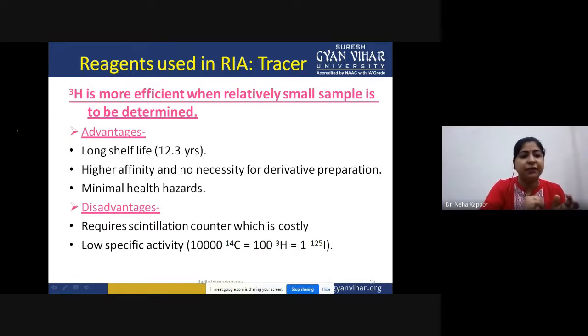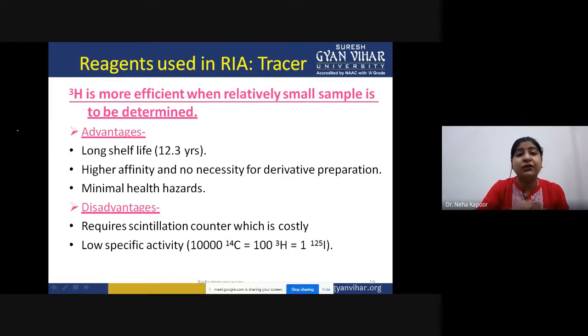Now, tritium is more efficient whenever you want to go for the detection of a very small amount or very small size of peptide. In that case, the main advantages are long shelf life and high affinity. There is no derivative preparation we require, and minimal health hazards are exposed.